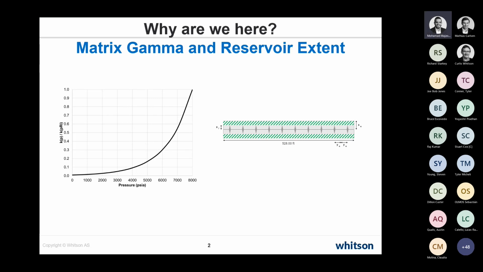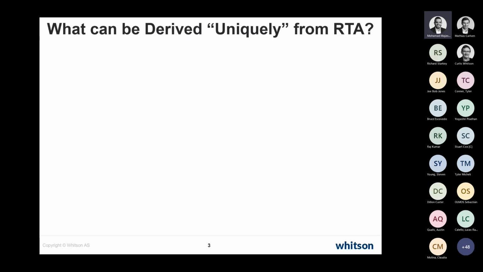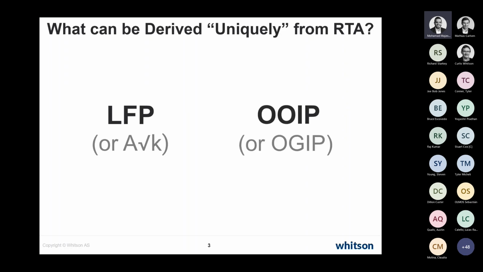Before we dive deep into the details of the presentation, just a quick reminder, since we're going to be talking about how these two things impact our RTA workflows, it's important to remember, again, stealing Matthias's slide, what we can derive uniquely from RTA. Those are two main things. One of them is the LFP, or the A square root of K, and the other one is the contacted volume, the contacted pore volume, or the oil in place or gas in place.